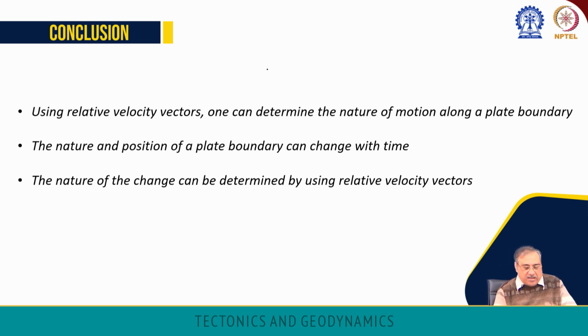So, we will talk about the main conclusions we can see. We can see that using relative velocity vectors, one can determine the nature of motion along a plate boundary. The nature and position of a plate boundary can change with time, and the nature of the change can be determined using relative velocity vectors. But there is a caution here: in the case of a subduction zone, you cannot really tell which plate is subducting below which one if you are just given the velocity information. That has to be specified, which one is the overriding plate and which one is the subducting plate. Unless this is told to you, you cannot answer this question.